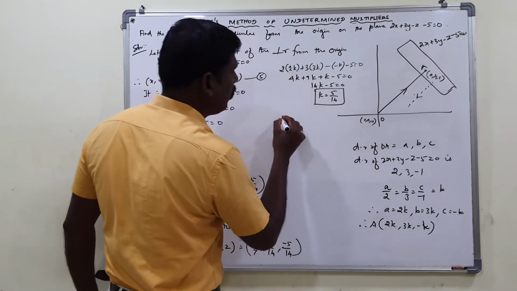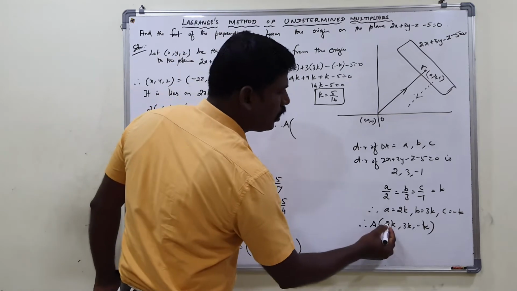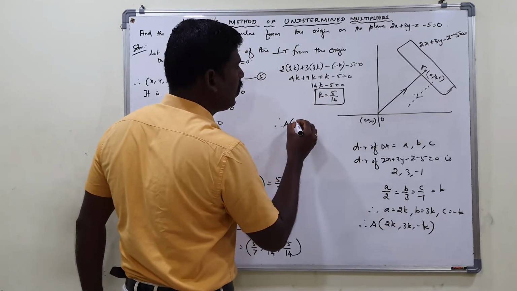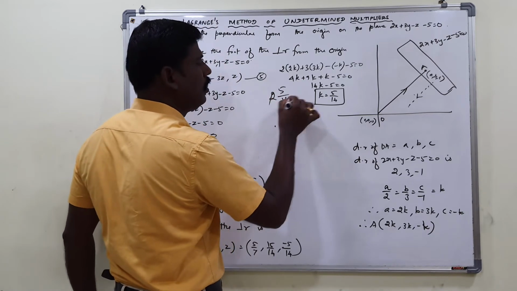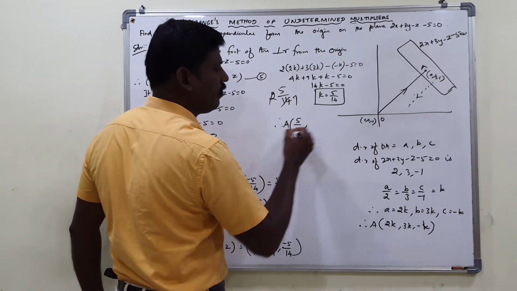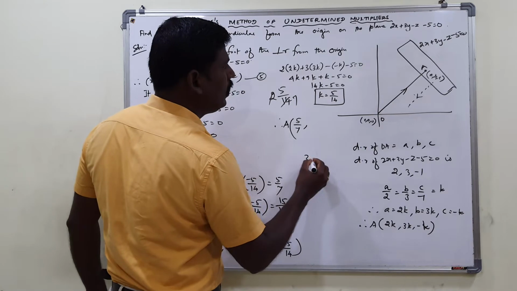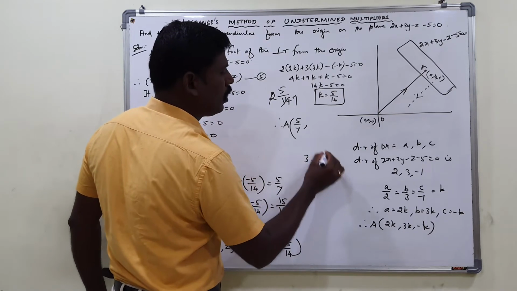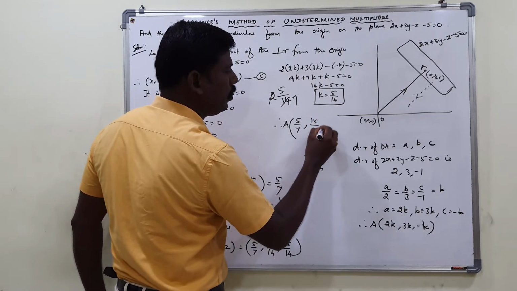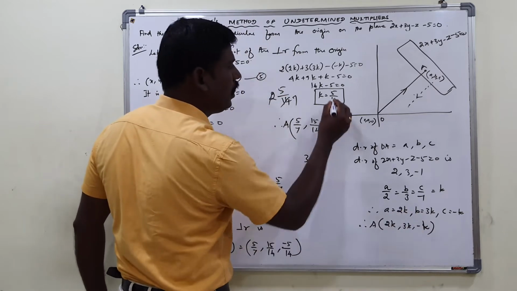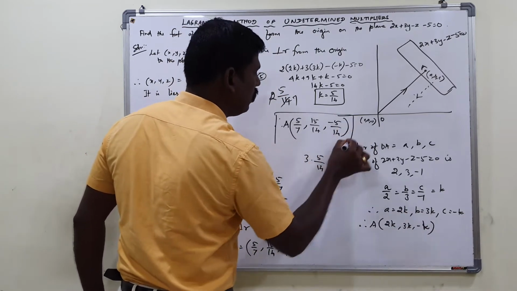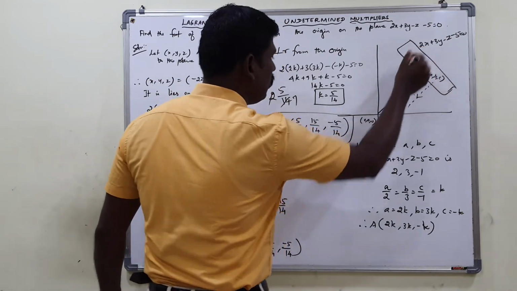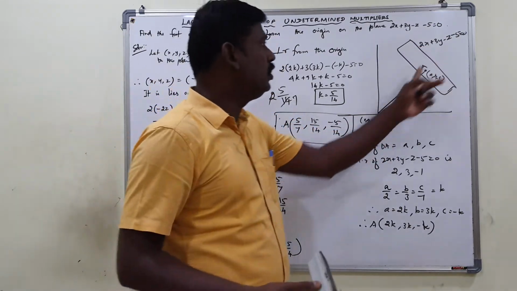Substitute this value here. What you will get? Therefore what is A? A is 2K. So 2 into 5 by 14, you can cancel that one, so you will get 5 by 7. What is 3K? 3 into 5 by 14. So what will you get? 15 by 14. And then what is minus K? Minus 5 by 14. Right? So this is the foot of the perpendicular from the origin to the plane.